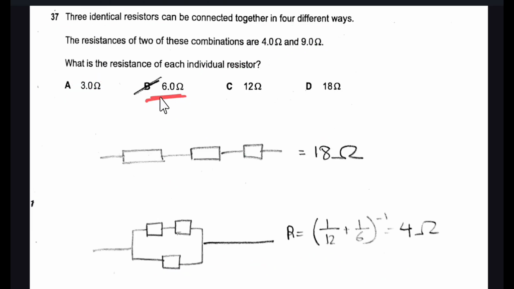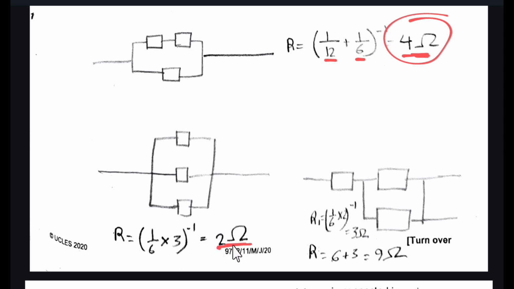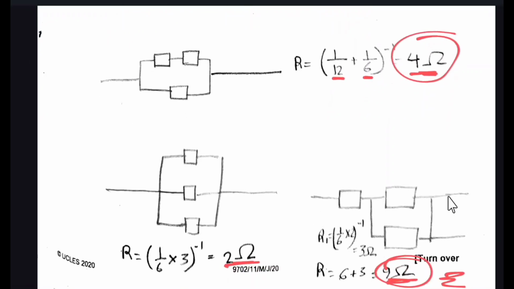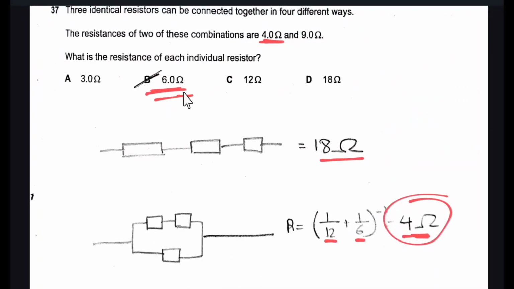Then by using the 6 ohm resistor we can see that for the first arrangement the overall resistance is 18. Then for the second arrangement, these two combined are 12 and this is 6, so (1/12 + 1/6) inverse, so the overall resistance comes to be 4. Yes, this is 4, so we get one correct value. Then for this arrangement the overall resistance is 2 ohm, and for this arrangement the overall resistance is 9 ohm, so we get the second correct value. So as we can see, we get 4 ohm and 9 ohm by this combination, so 6 ohm would be the correct resistance, so the answer would be B.